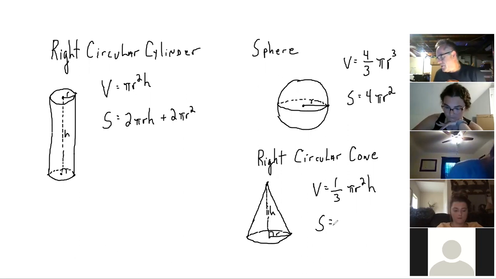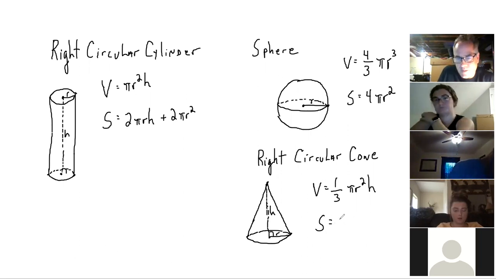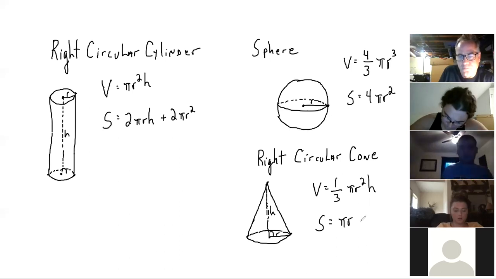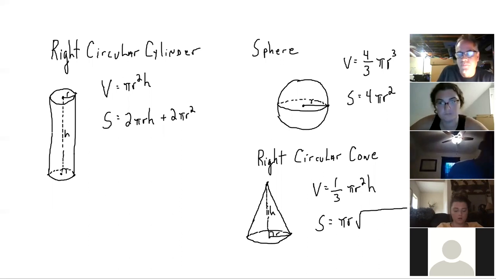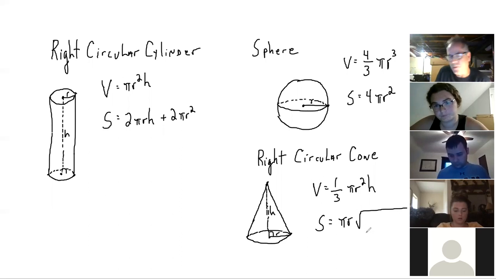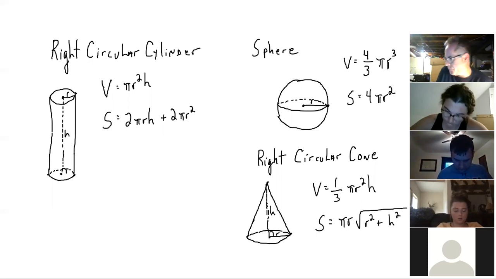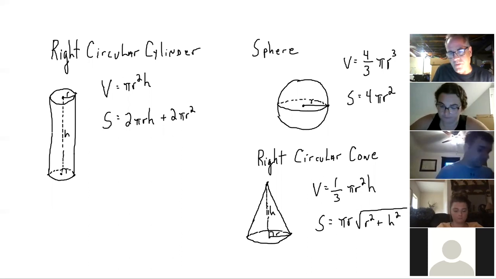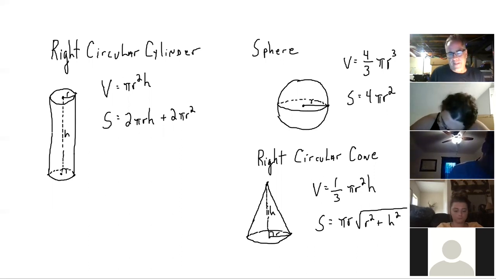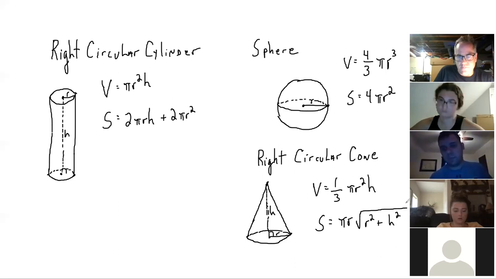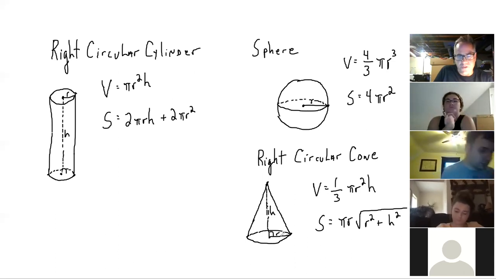Now, surface area looks a lot crazier. It's pi times r, then times the square root, and inside the square root is the sum of radius squared plus height squared. And then remember, we're dealing with surface area, so we've got this circular bottom, and so the area of the circle, pi r squared. We tack that on, add that on. So this term right here deals with the surface area all around the cone, and then the last term is just that circular bottom.